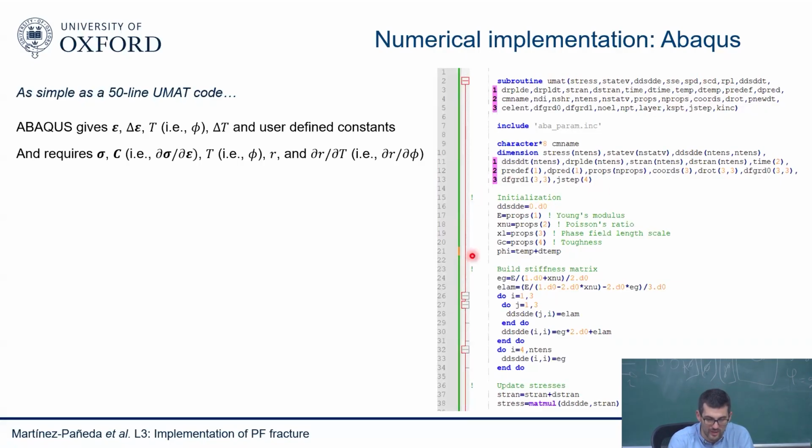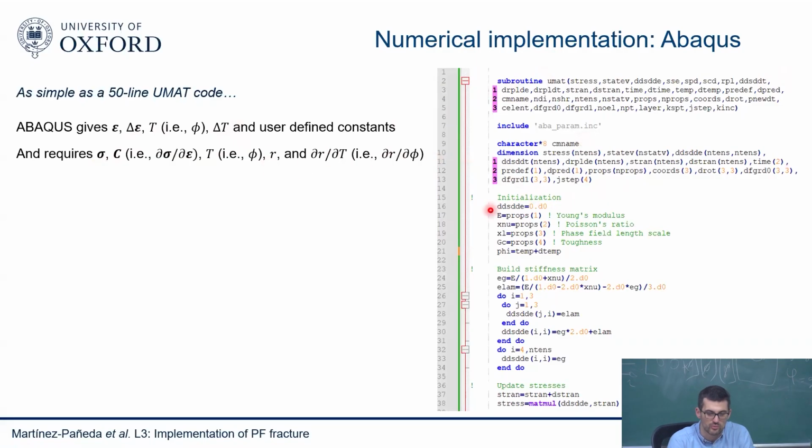So what do we do? This is the code that we write. By the way, this is what comes with Abaqus. Abaqus tells you all UMATs need to start like this. So they give you strains, change in strain, temperature, that means phase field. We're going to use the temperature as the phase field, change in temperature, and some user-defined constants. And they're asking you for the stresses, your constitutive matrix, your temperature, your phase field, your source term, and the derivative of the source term with respect to temperature or with respect to phase field.